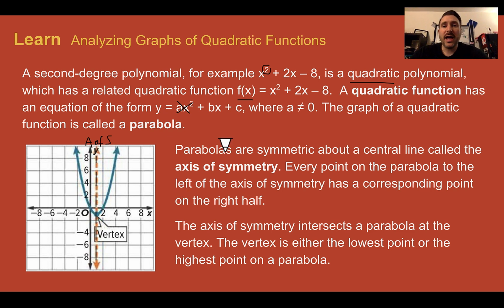Why is this important? Every point on the parabola to the left has a corresponding point on the right of the axis of symmetry. So for example, let's say you knew this point here, and you knew the axis of symmetry was right here, well, this parabola would have a point over here that's the same distance away on both sides. And that's going to be super helpful when we are graphing our parabolas. The axis of symmetry also intersects the parabola at the vertex. So down here, we have one point that's on the axis of symmetry. That is your vertex. And the vertex is either the lowest or the highest point of the parabola.